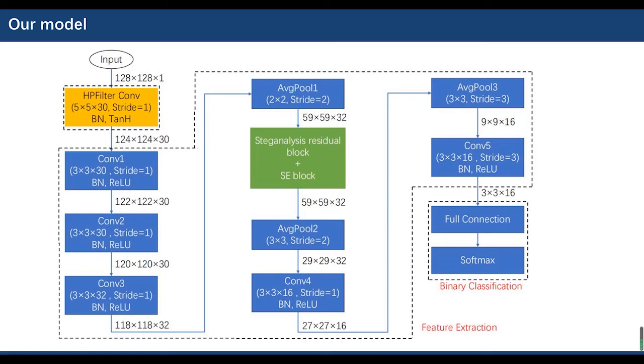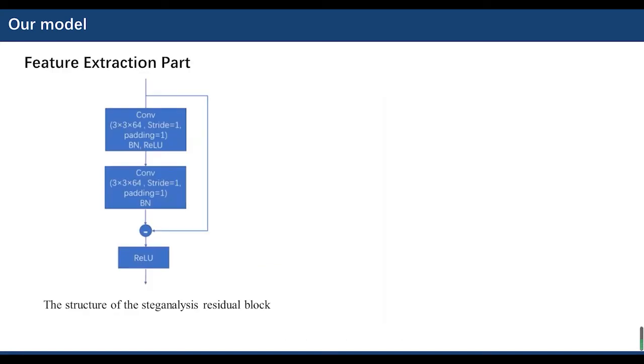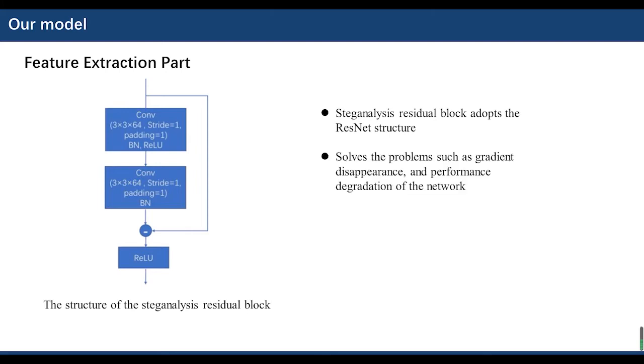I will introduce them one by one. Firstly, the Steganalysis residue block. This is the structure of the Steganalysis residue block. We can see that it adopts the ResNet structure, because a deeper CNN often causes problems such as gradient disappearance, but ResNet can solve the problem.